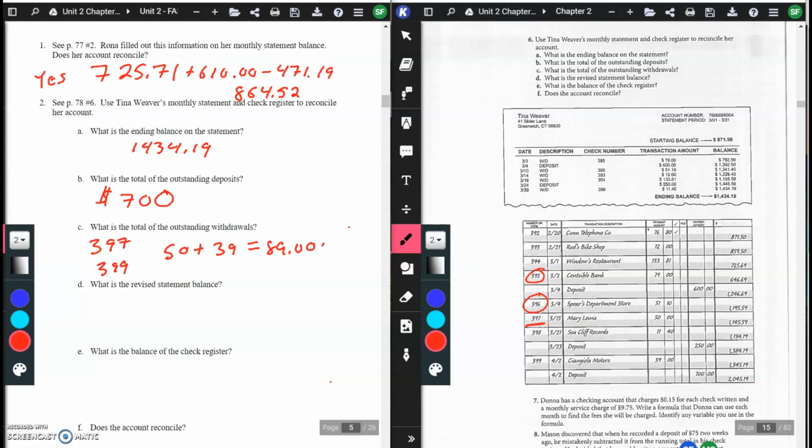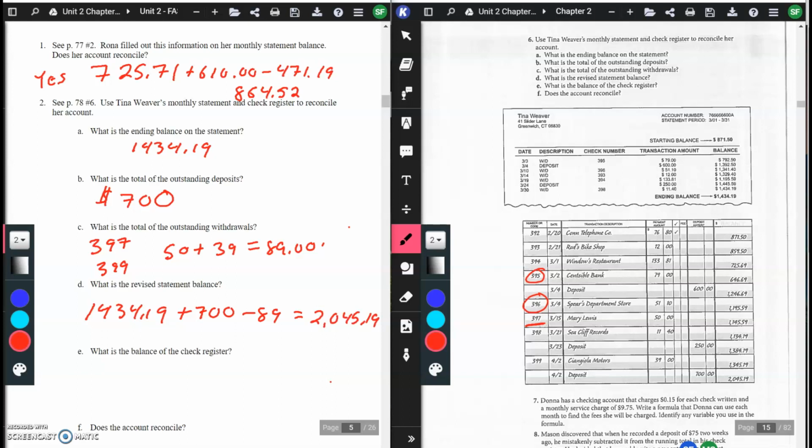So we started with her ending balance, which was $1,434.19. That's what the bank shows. Okay. We had an outstanding deposit, which the bank doesn't have yet, so plus $700. All right, we have that deposit, but the bank doesn't show it. Deposit adds on, but then we subtract off our outstanding checks, okay, which is going to come out of our account. So when you do that math, that's $2,045.19.